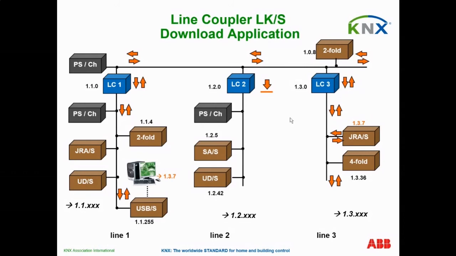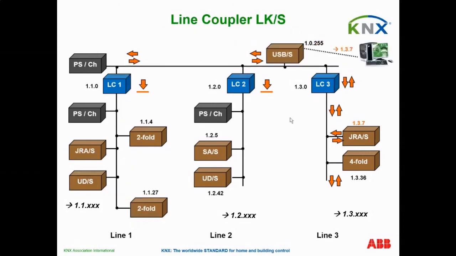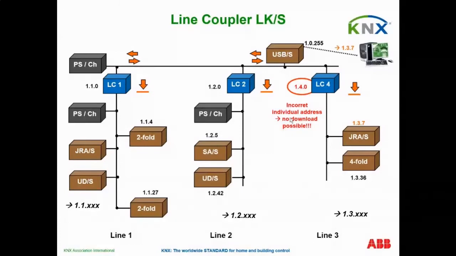Yeah, we can see when we have a program correctly, it all works. So again, we're programming 137. We're programming 137 via line coupler 13. Everything works fine. Again, we have line coupler 4. 137 will not be programmed here because he's hiding behind the wrong line coupler. Yeah, something to remember.